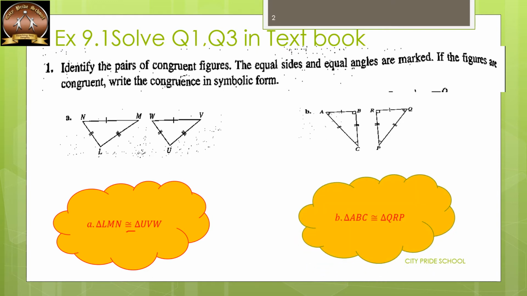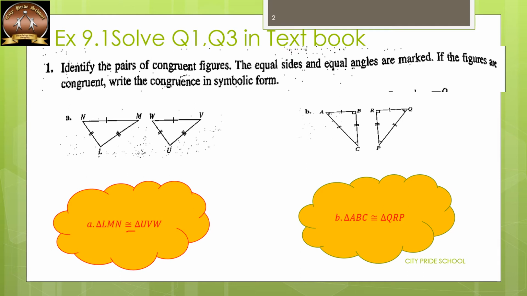Now we'll come to B. Here you can see that both are right angle triangles. Angle B is equal to angle R is equal to 90 degrees. It is given that the hypotenuse AC is congruent to PQ, side AB is equal to RQ and side BC is equal to RP. So now these two triangles will be congruent.